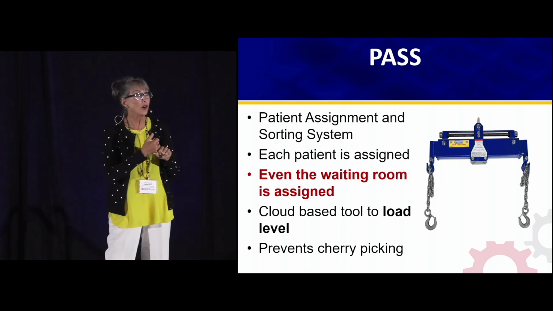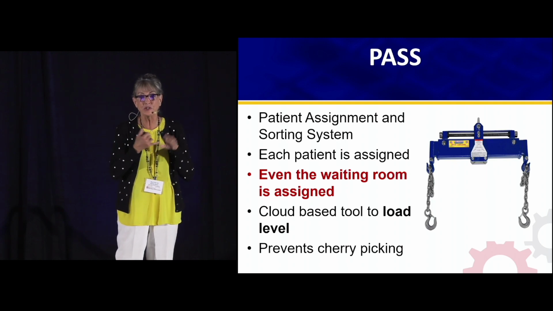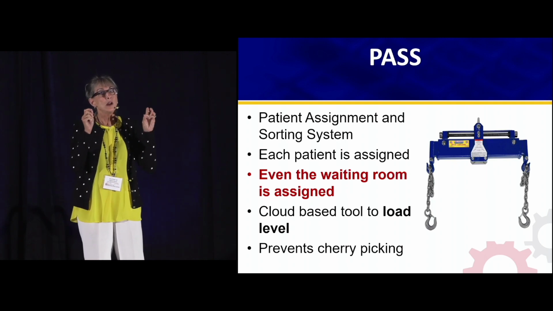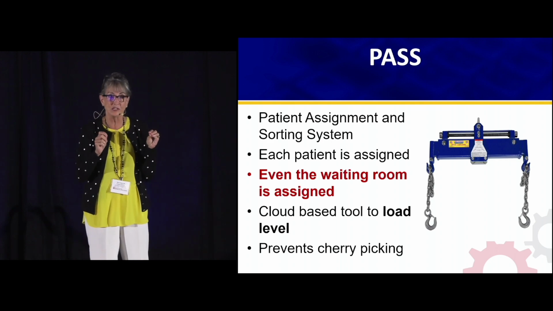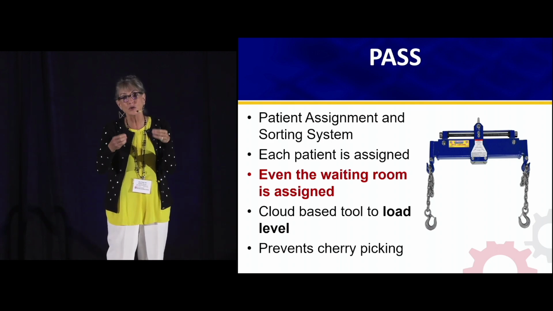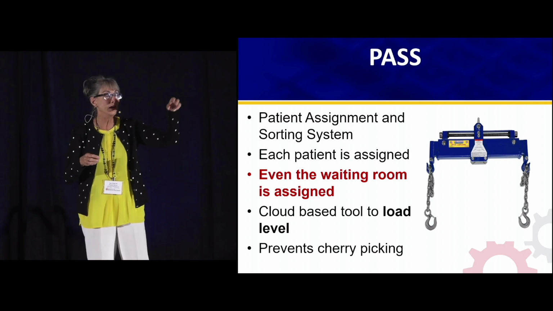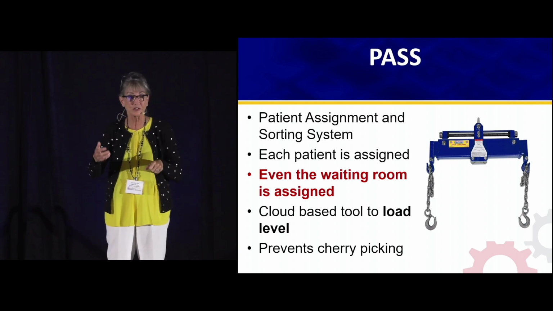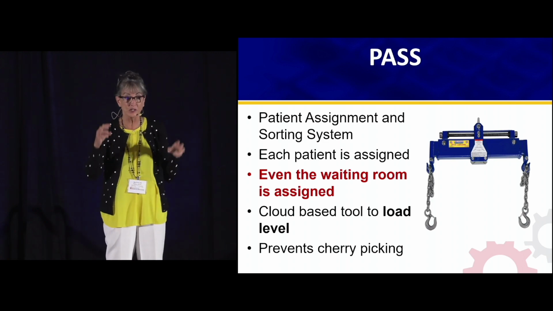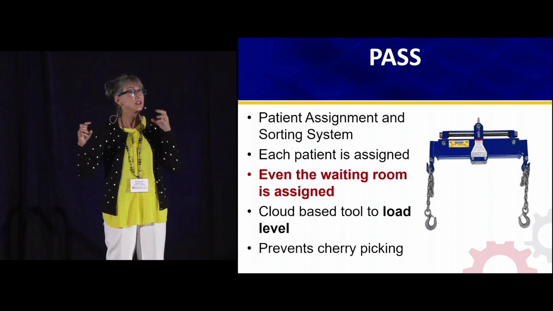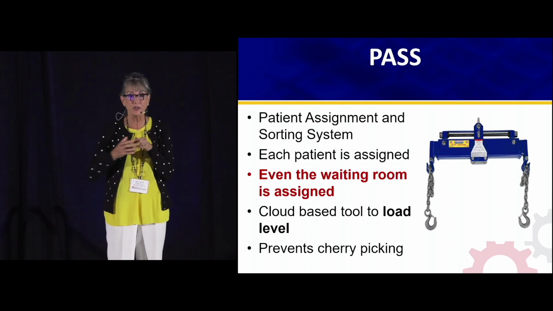So they use something called the PASS system. It's patient assignment and sorting system. There are a lot of ways that you can do this. Patient assignment is a big deal in the ER. Who's going to actually take care of the patient, right? We need a provider, a room, and a nurse. And so they used this. It's actually a cloud-based tool that determines who should take the next patient.